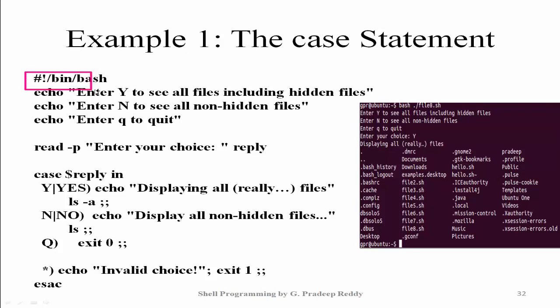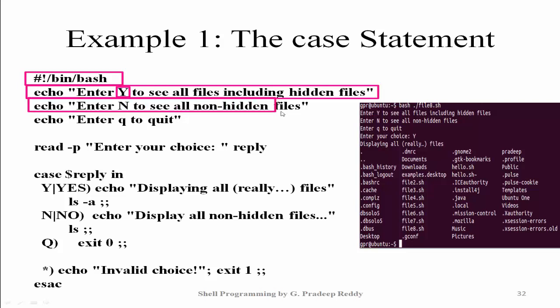Here you have entered a shebang, #!/bin/bash. Here you have specified echo enter y to see all files including hidden files. So this is an example for the ls command. If you press y, it is going to show the hidden files too, and the next statement is echo enter n to specify non-hidden files. If you type n, it is going to show non-hidden files.